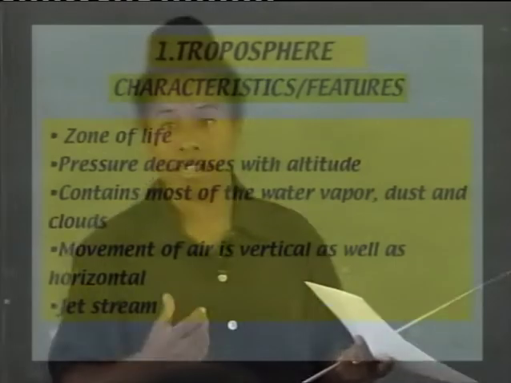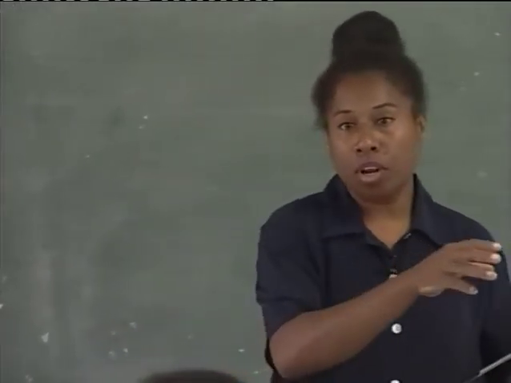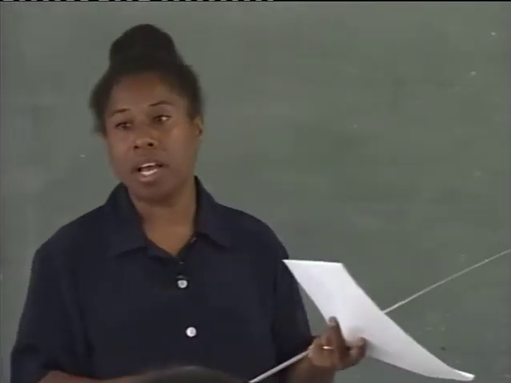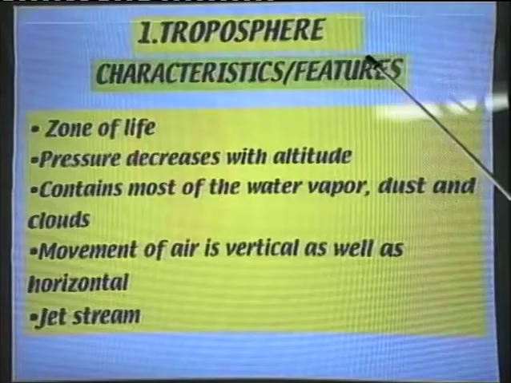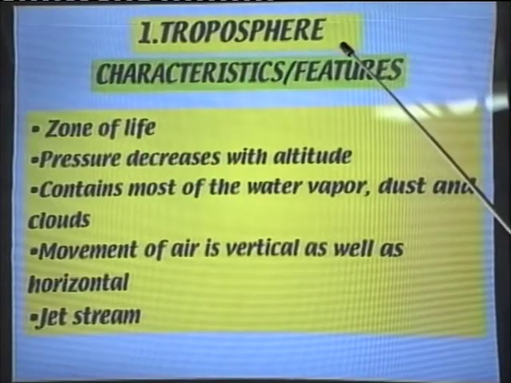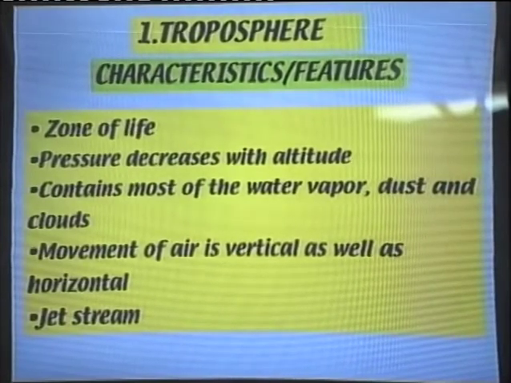During the night, the sea cools down slower than the land, and the movement of air from low pressure area to high pressure area, most of those would be generally horizontal movement. So within the troposphere, air movements are both vertical and horizontal.